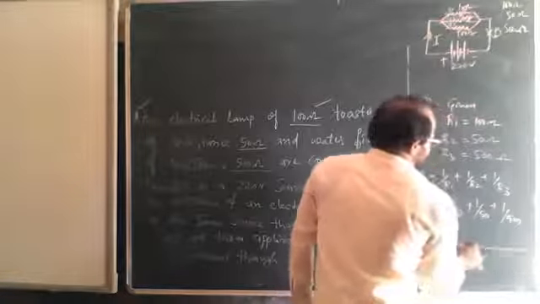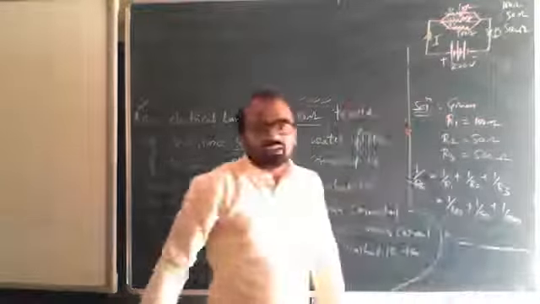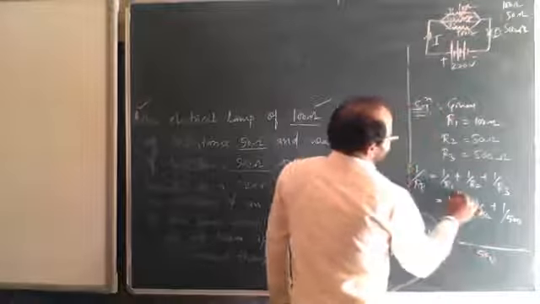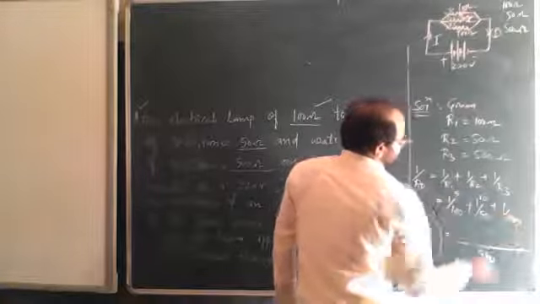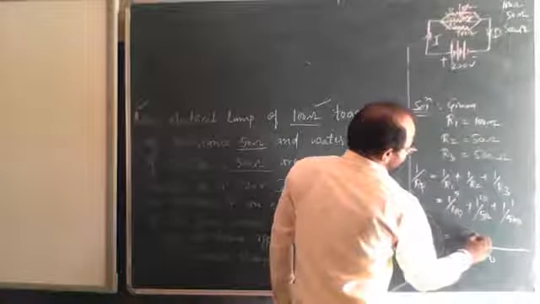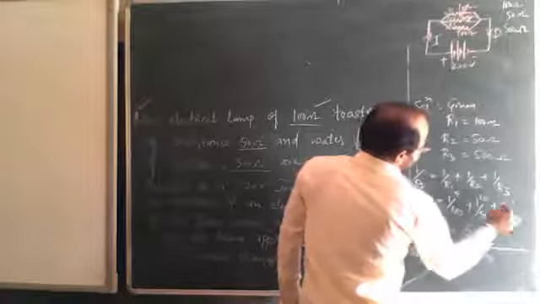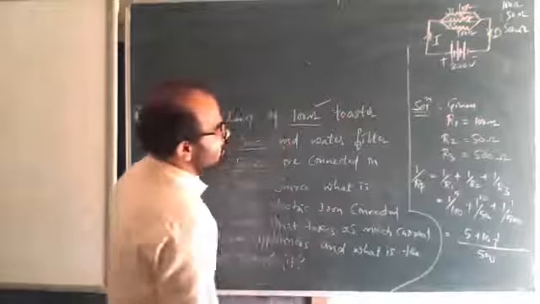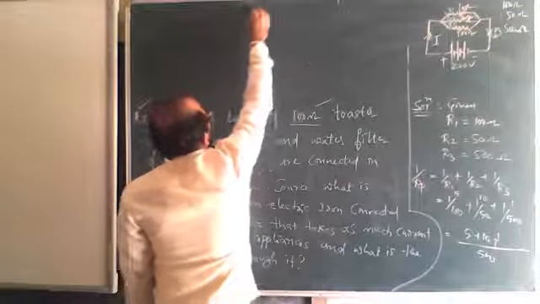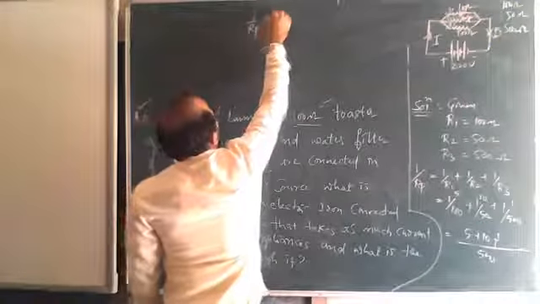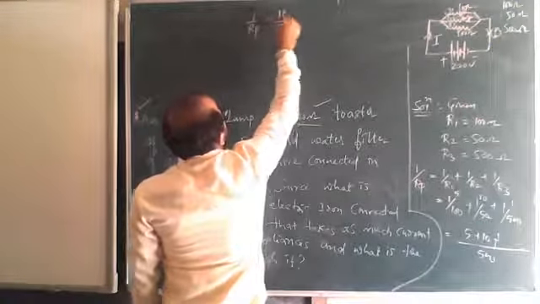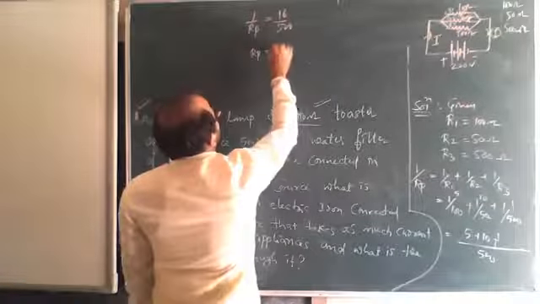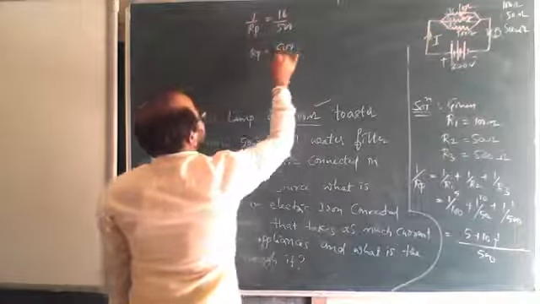Okay. 100, 50, 500. The LCM is 500. So 100 5s are 500, 50 10s are 500, 500 1s are 500. So 5 plus 10 plus 1, that is 16 by 500. You look here, 1 by Rp will become 16 by 500. If I take Rp, exactly the reverse of this, 500 by 16.